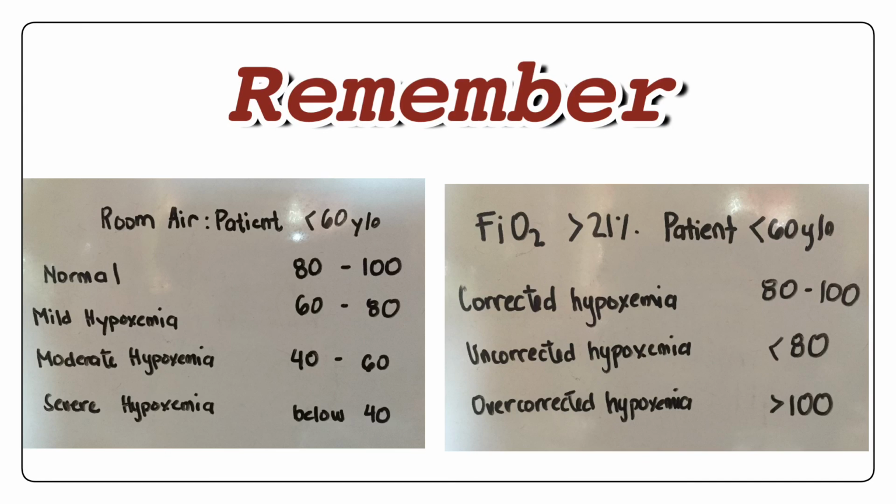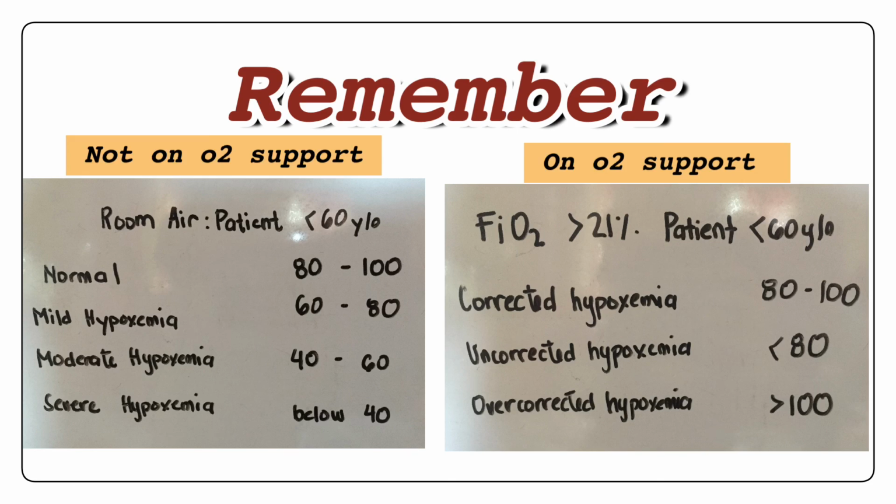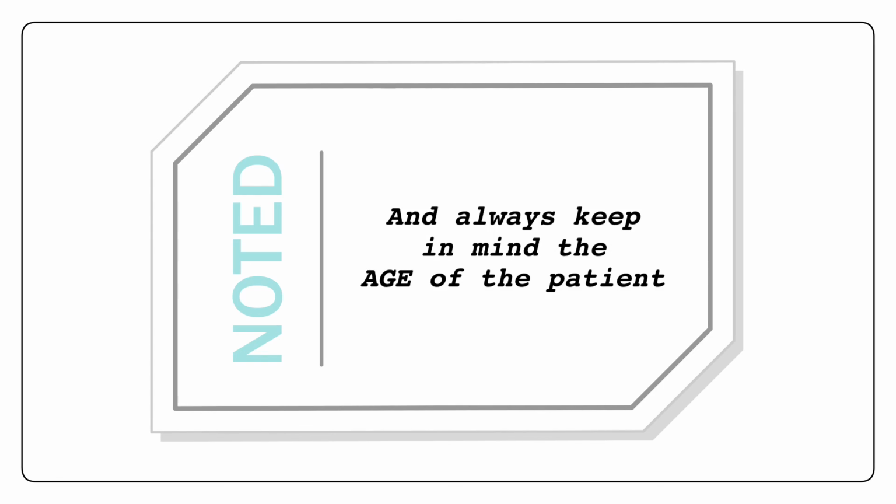Remember to use the mild, moderate, severe table guidelines when the patient is not on oxygen support, and use the corrected, overcorrected, and uncorrected table guidelines when the patient is on oxygen support. And always keep in mind the age of the patient.